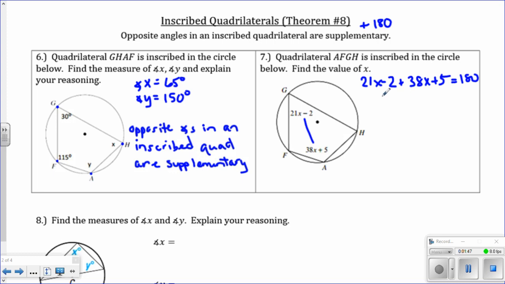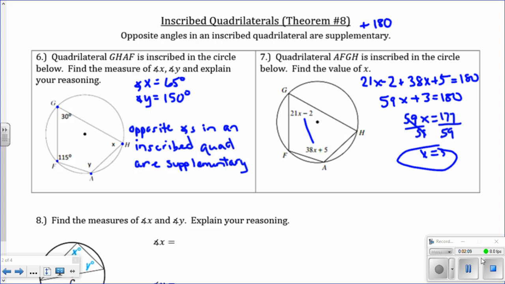Combine like terms, so if I combine the x's, I'm going to have 59x. Negative 2 plus 5 is 3. Then we're going to subtract 3 from both sides, and we would get 59x equals 177. Divide by 59, and then the value of x is 3. Nice circle.